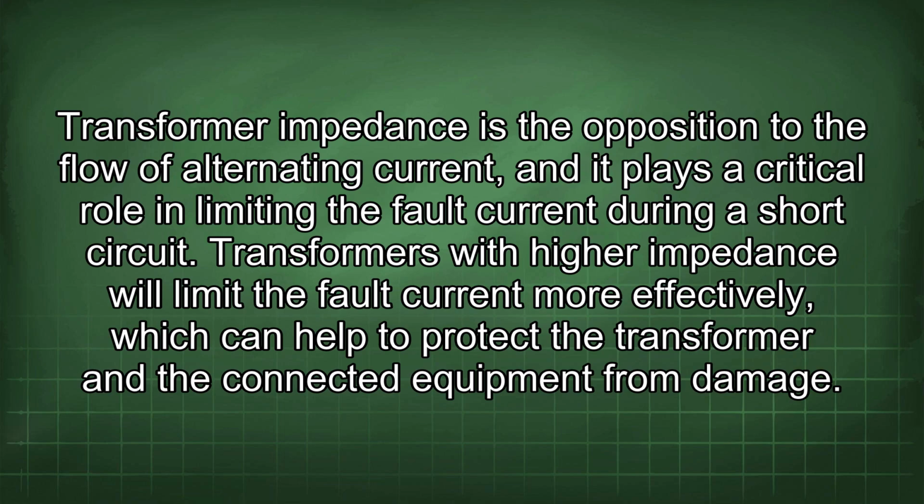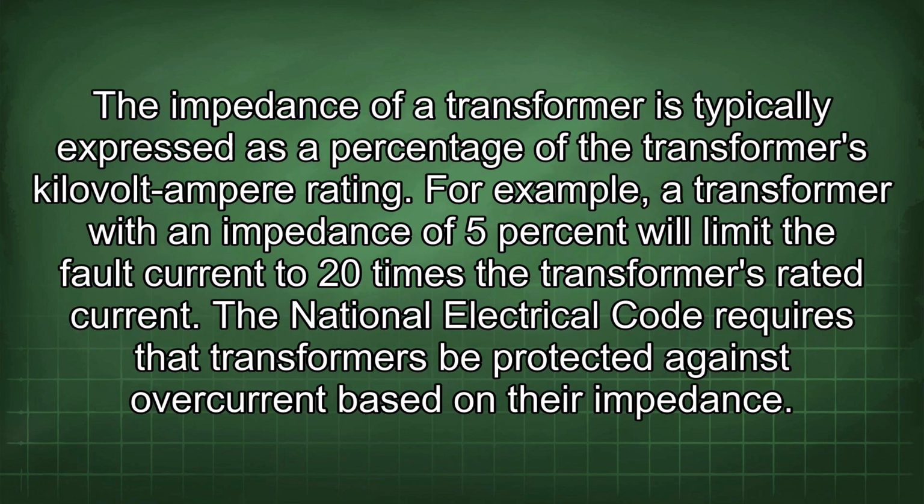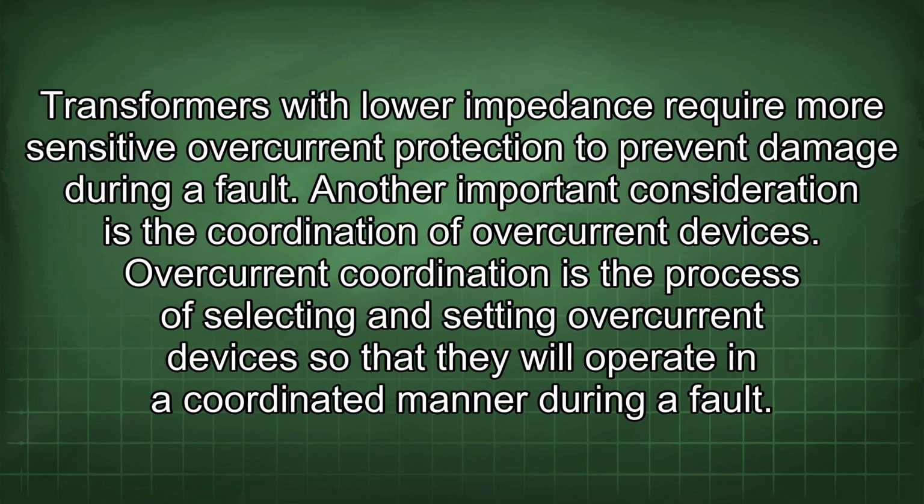Transformers with higher impedance will limit the fault current more effectively, which can help to protect the transformer and the connected equipment from damage. The impedance of a transformer is typically expressed as a percentage of the transformer's kilovolt ampere rating. For example, a transformer with an impedance of 5% will limit the fault current to 20 times the transformer's rated current. The National Electrical Code requires that transformers be protected against overcurrent based on their impedance. Transformers with lower impedance require more sensitive overcurrent protection to prevent damage during a fault.